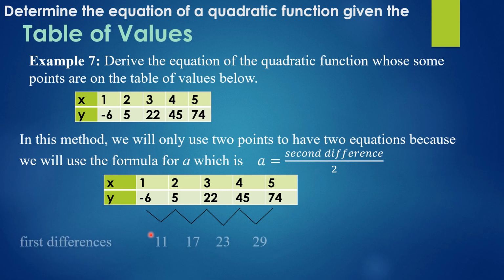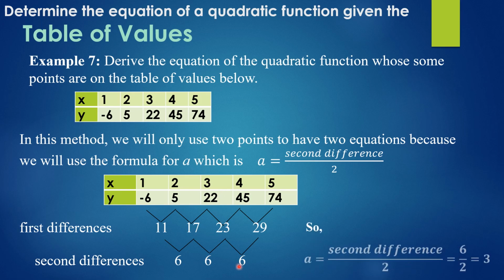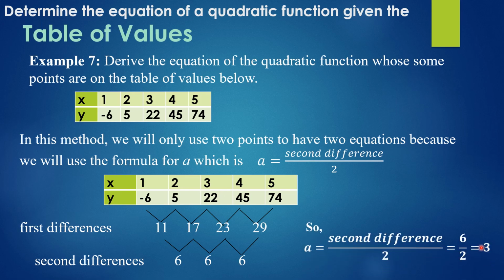5 minus negative 6 is 11. 22 minus 5 is 17. 45 minus 22 is 23. And 74 minus 45 is 29. So these are the first differences. Now let's get the second difference. 17 minus 11, 6. 23 minus 17, 6. And 29 minus 23 is 6. Using the formula, we will get a is equal to 6 divided by 2 is equal to 3.